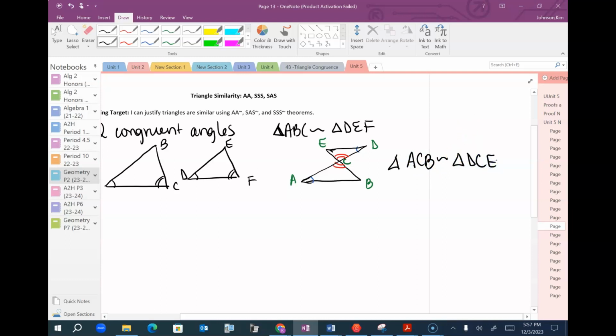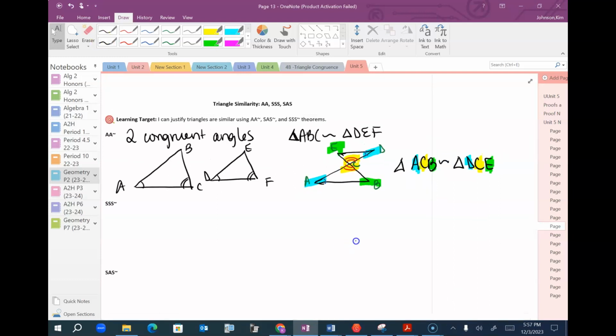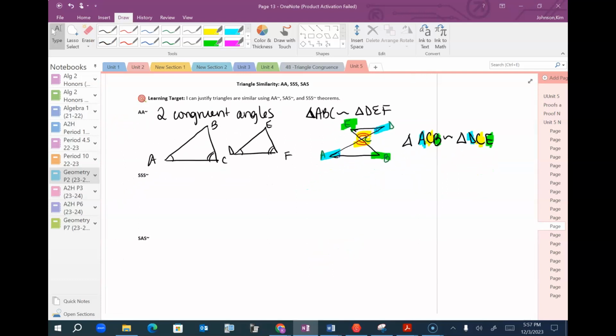Now notice when I mapped my similarity statement that I matched A and D together because A and D have one arc mark. I also put C and C in the same place because they have the two arc marks. And then last but not least, I put B and E in the last slot because they do not have the arc mark. All right, so that's one way of proving that two triangles are similar.